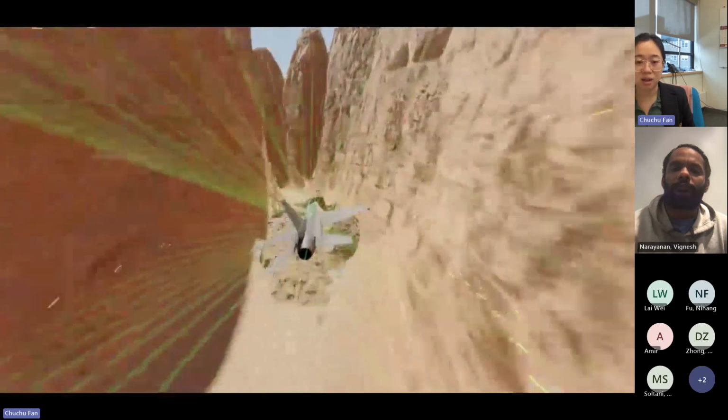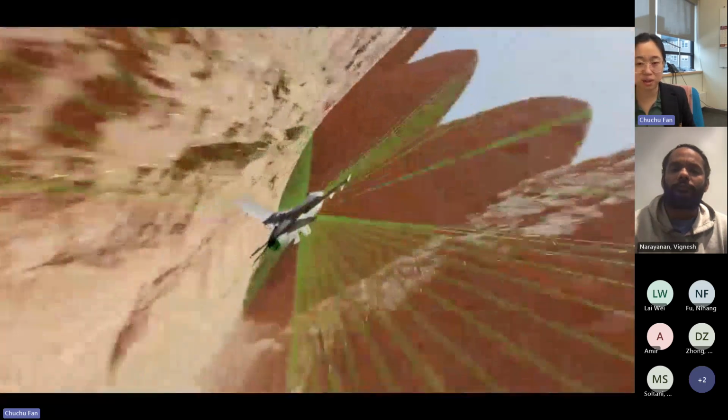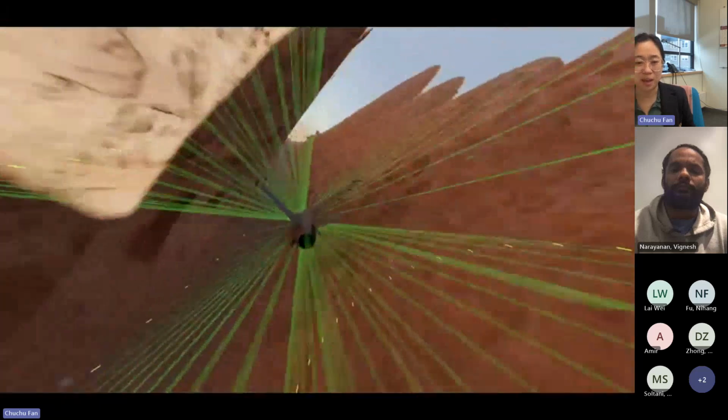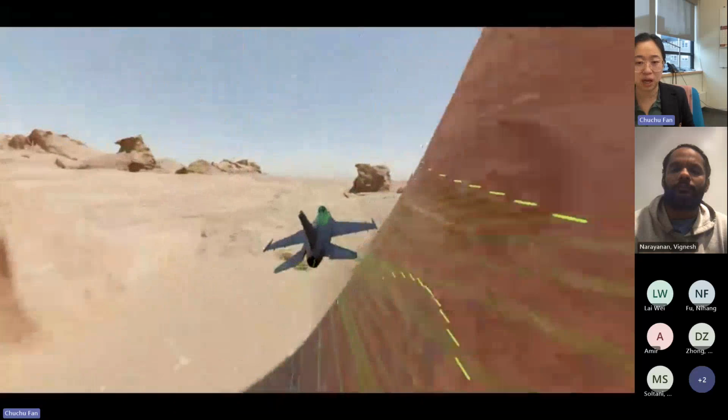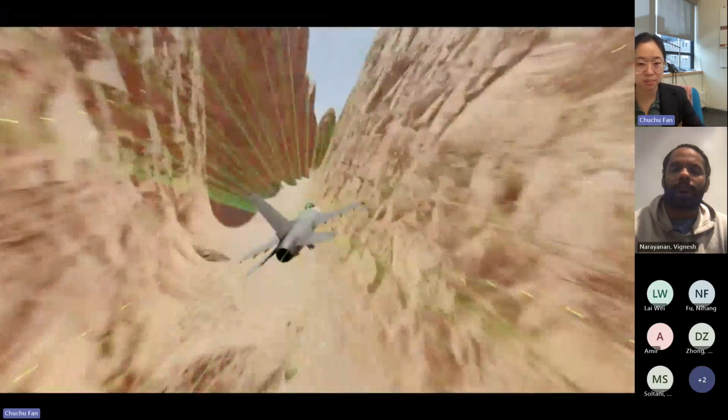You can see how this fixed-wing airplane is traveling through the very narrow corridor and makes it to the end without even a single scratch to the wall of the mountains.